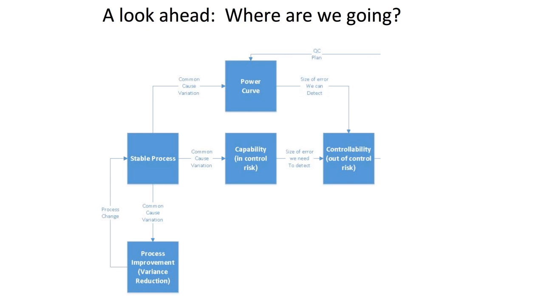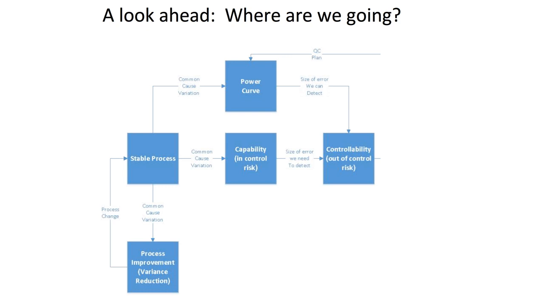Controllability, to the right, is about reducing the risk of reporting unacceptable results when the process is out of control. Say the process does go out of control. Our ability to detect it depends on the size of the error that we can detect, and this comes from the power curve, which we describe in an upcoming video. The power curve depends on the QC plan and the process variation. The process capability tells the size of errors we need to detect to prevent reporting unacceptable results.